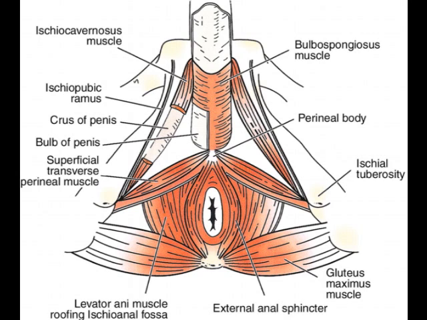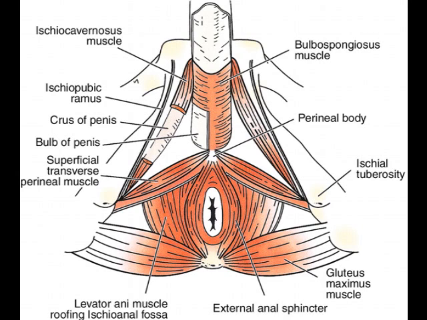a little point there, which basically connects your bulbospongiosus muscle, the superficial transverse perineal muscle, which is that one long muscle going all the way across there, right above the anus, and in addition to those two things, it connects the external anal sphincter and the levator ani muscles. So it all connects right there at that central tendinous point called the perineal body.